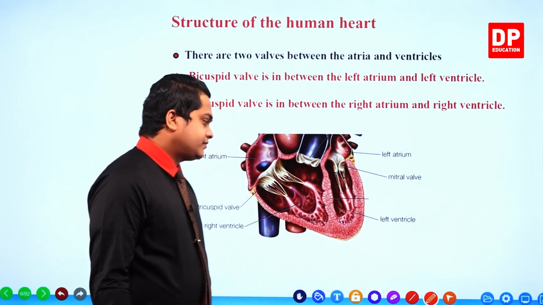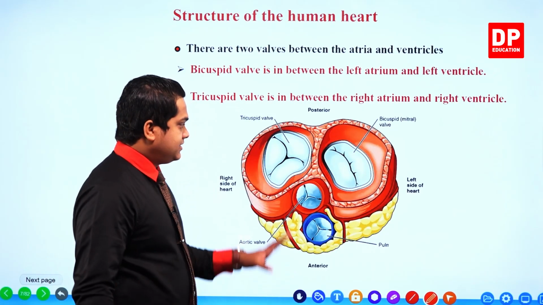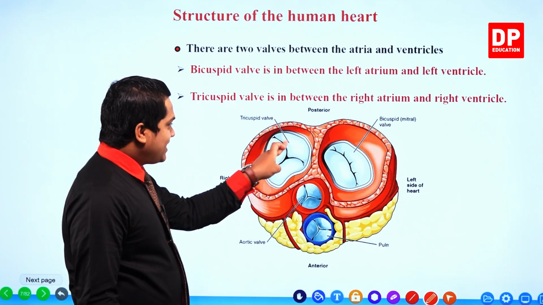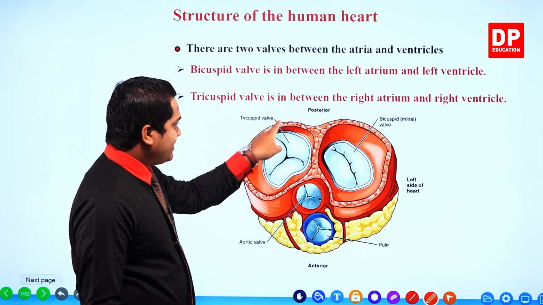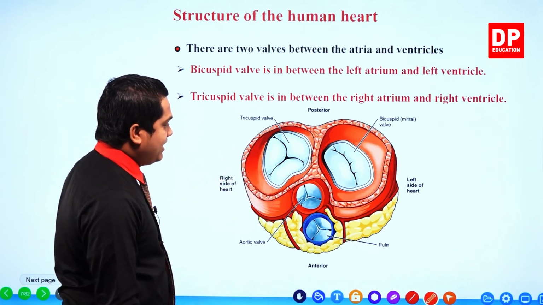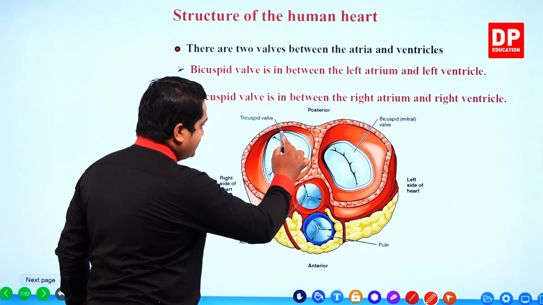So you can see the diagram of the bicuspid valve and tricuspid valve when you take a cross section of the heart like this. As you can see here, there are 3 tissue layers, 1, 2 and 3. See, the tricuspid valve, that's why it is referred to as the tricuspid valve. As you can see here, there are 3 different layers of tissues.